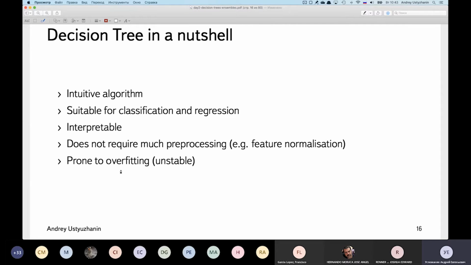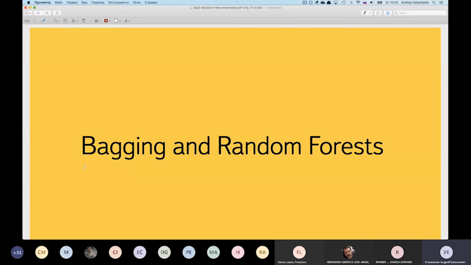And all the examples of decision tree extensions that we're going to look at now will be designed to deal with this instability, this overfitting. Okay, so let's look at the embedding and random forest example.